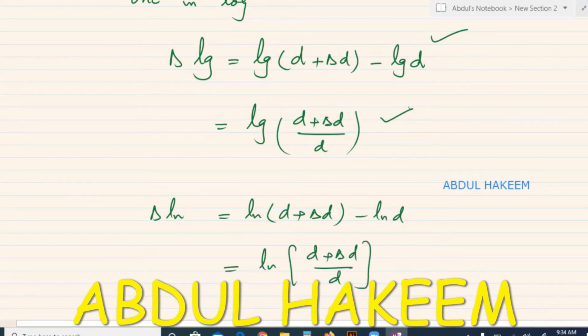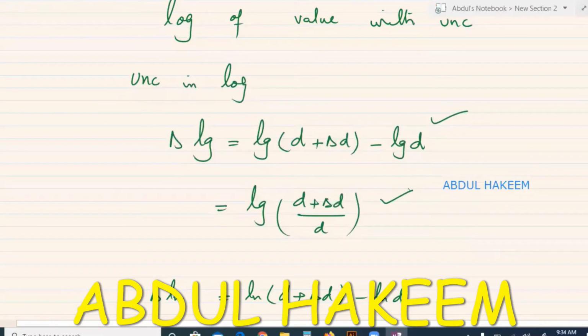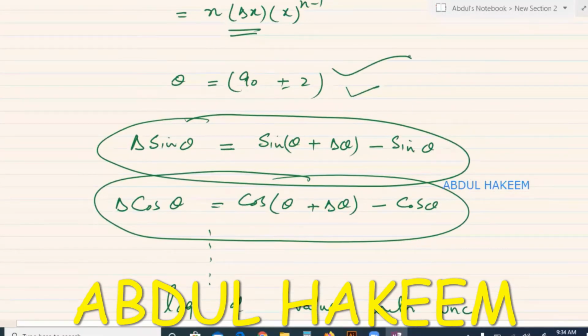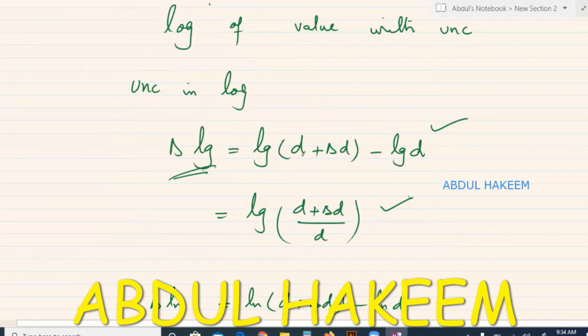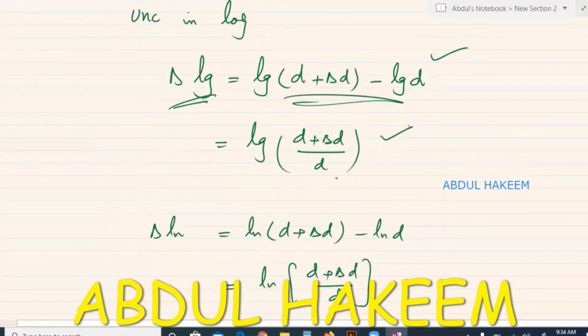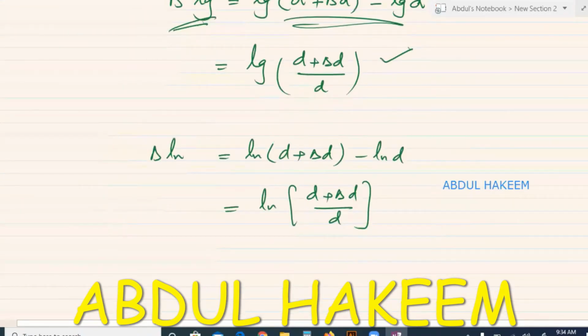So these are the few formulas to calculate the uncertainties. I repeat, if the angle is given, delta sine theta, this formula, delta cos theta, this formula. If any value is given, suppose d with its delta d, then the error is log of d plus delta d minus log of d, or log of d plus delta d over d, right? And then delta ln is ln of d plus delta d minus ln d, or ln of the bracket d plus delta d divided by d. Meaning first calculate d plus delta d, then divide by d, and at the end take ln. Okay.